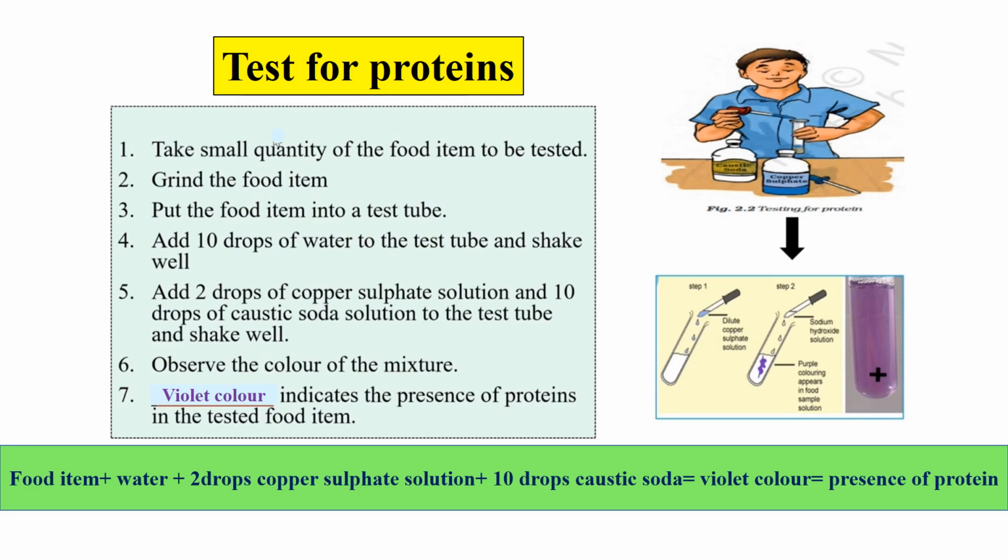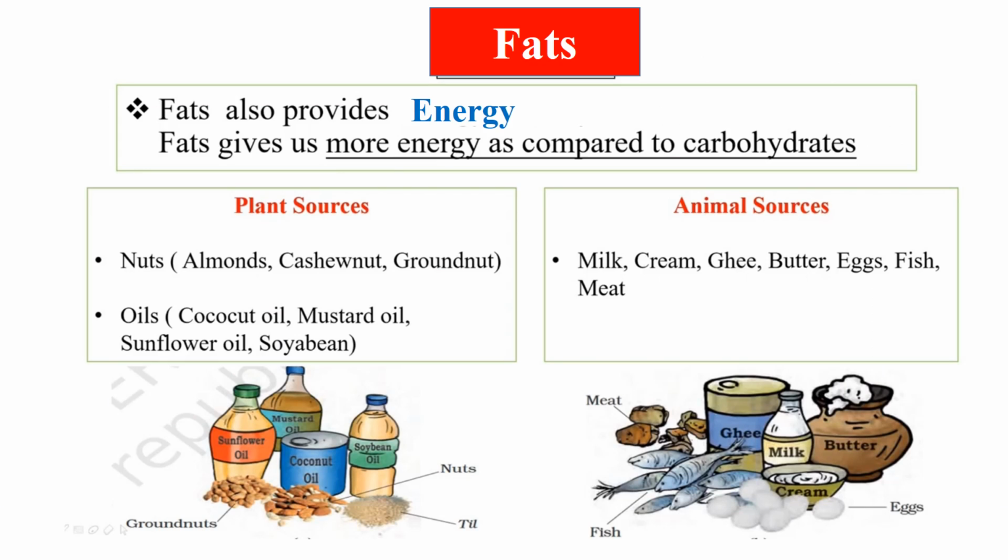Here I will once again recapitulate this test. First we take the food item and grind it, then water is added in the test tube with the food item, then 2 drops of copper sulfate solution and 10 drops of caustic soda solution are poured into the test tube with the food item and water, and shaken well. After shaking, if there is an indication of violet color in the solution, that indicates the presence of protein.